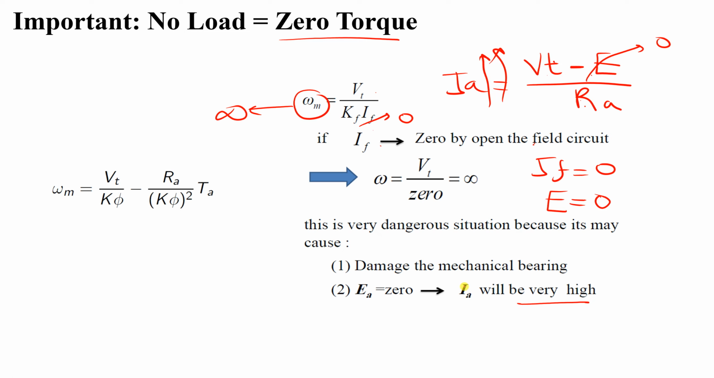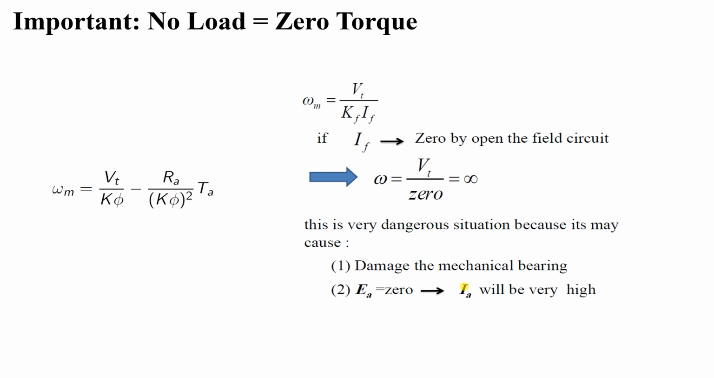That's why it's very important in a shunt motor that we connect a load, and at the same time we don't make the field circuit open circuit, because this will lead to this dangerous situation.